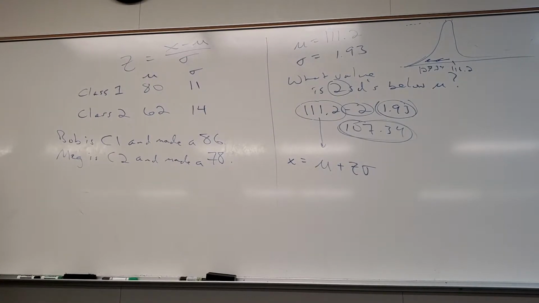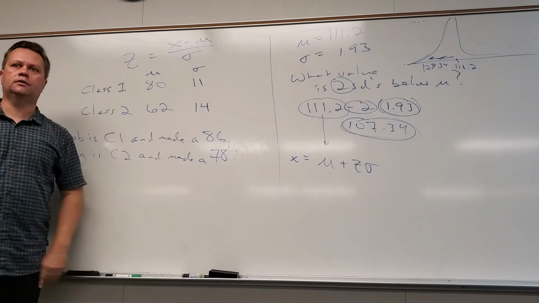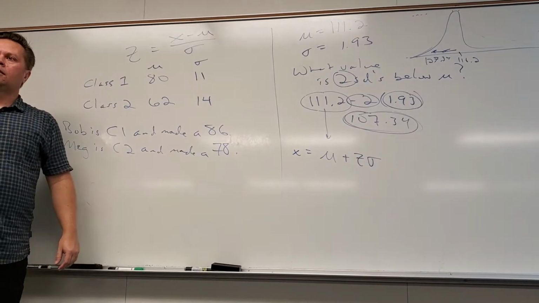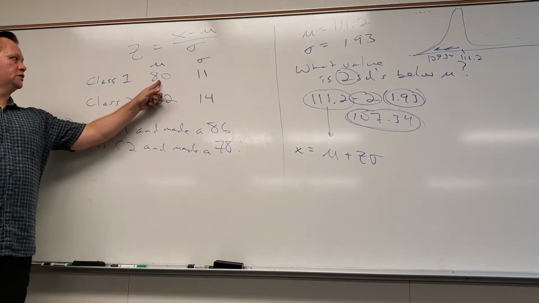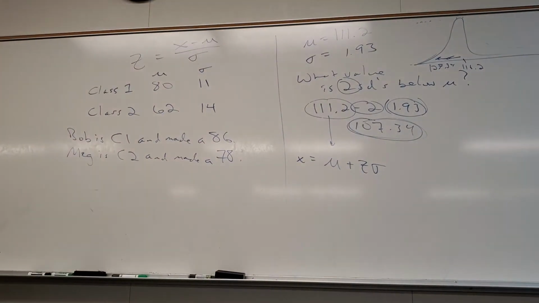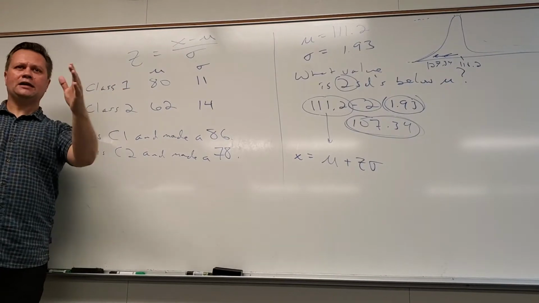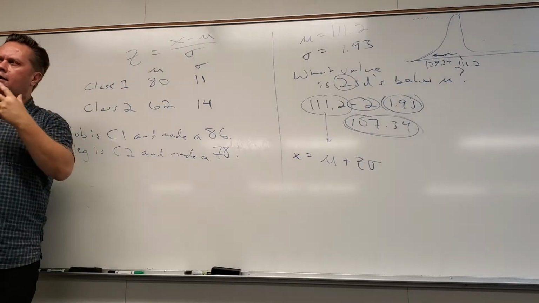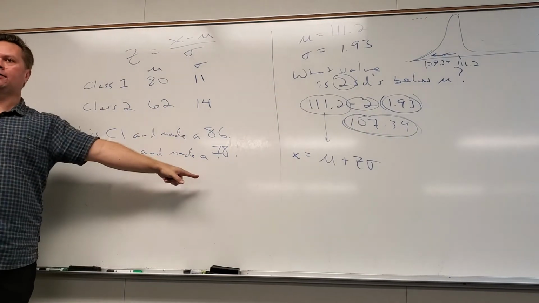You can't just look at 86 and say, that's bigger than 78, so Bob did better. That might not be true. Why is the 86 not necessarily better than the 78? Are they both above average in their own classes? Yes. How much above average is Bob? 6 points, but that's not good enough, because the standard deviation is different. I can't just say 6 and that's it. He is 6 better than his own average. Meg is 16 better than her own average.